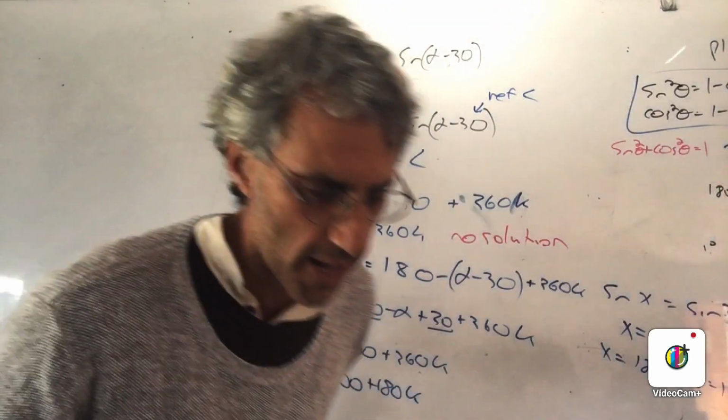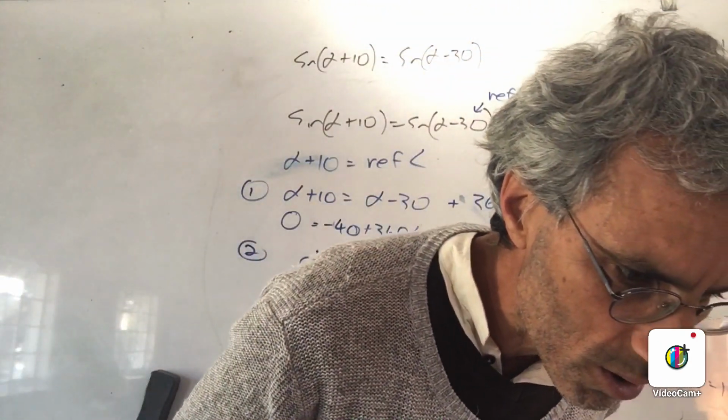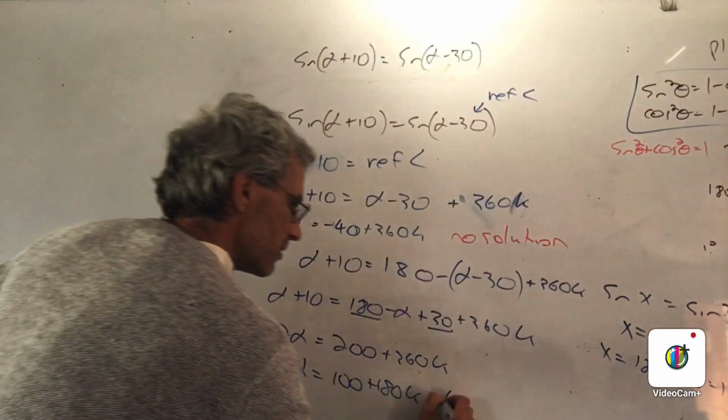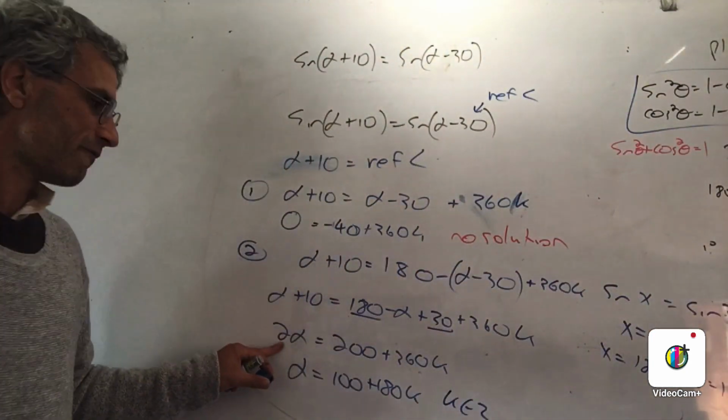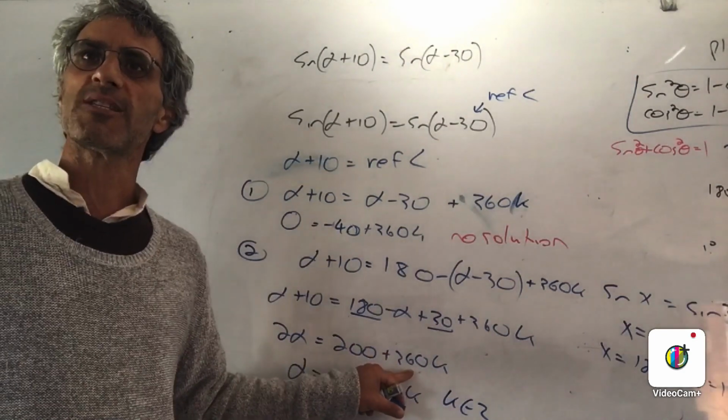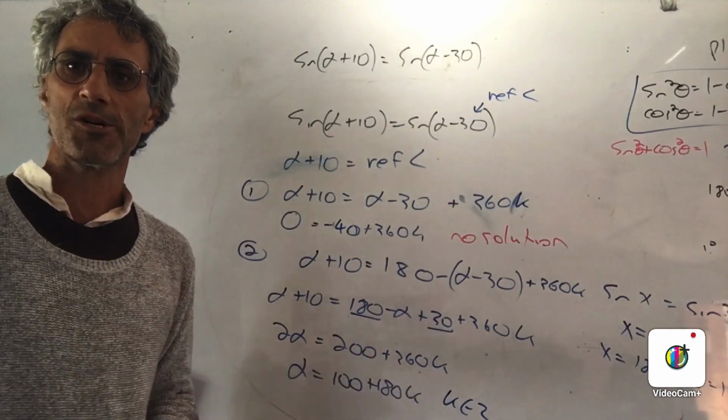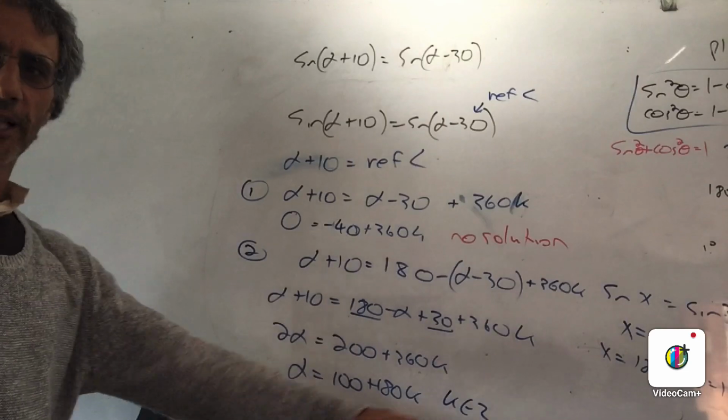Let me just check that I've got it right. 100 plus 180k. You say 180 because you divided by 2. If I divide by 2, I must divide that 360 as well. It's nothing special, it's like anyone else. Right, that's the solution.